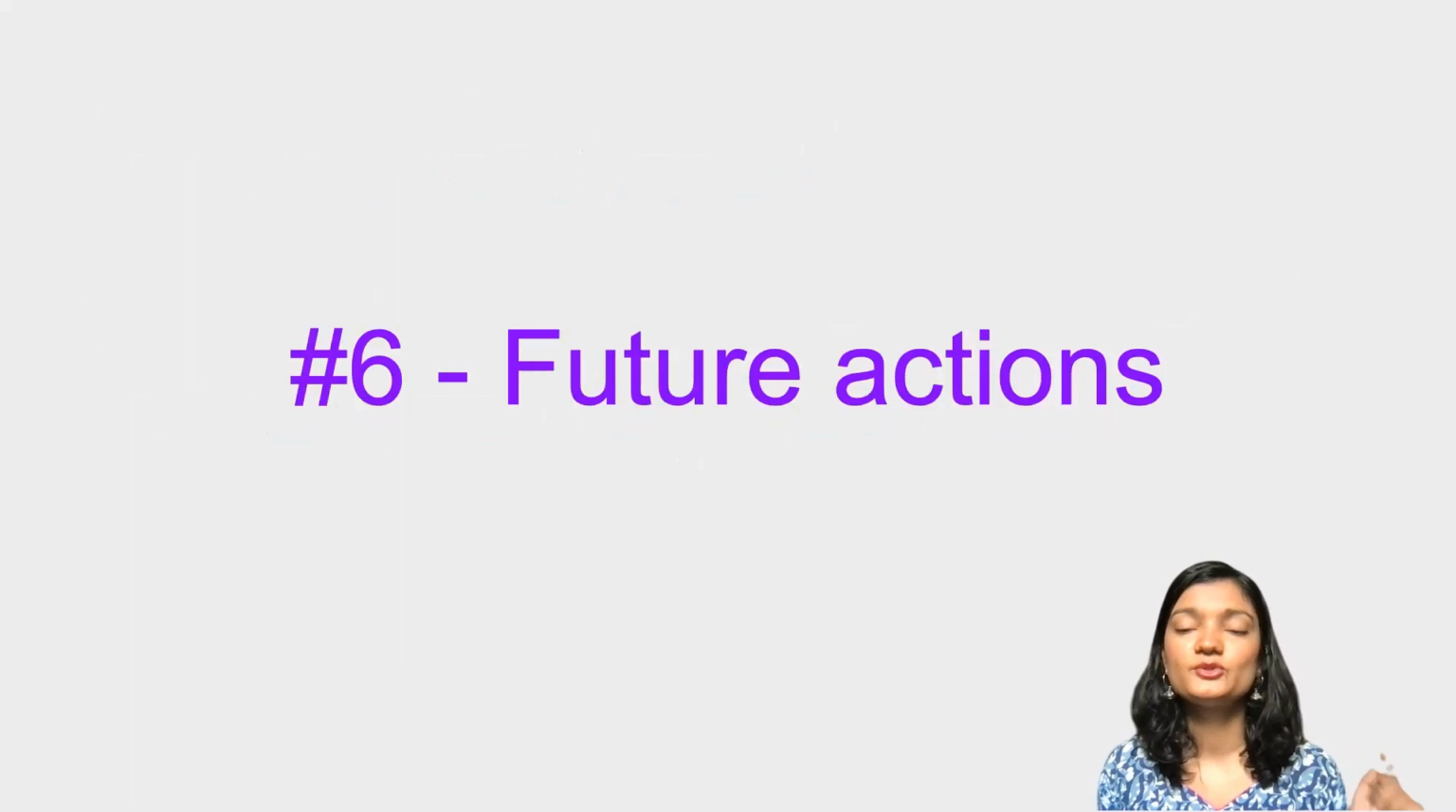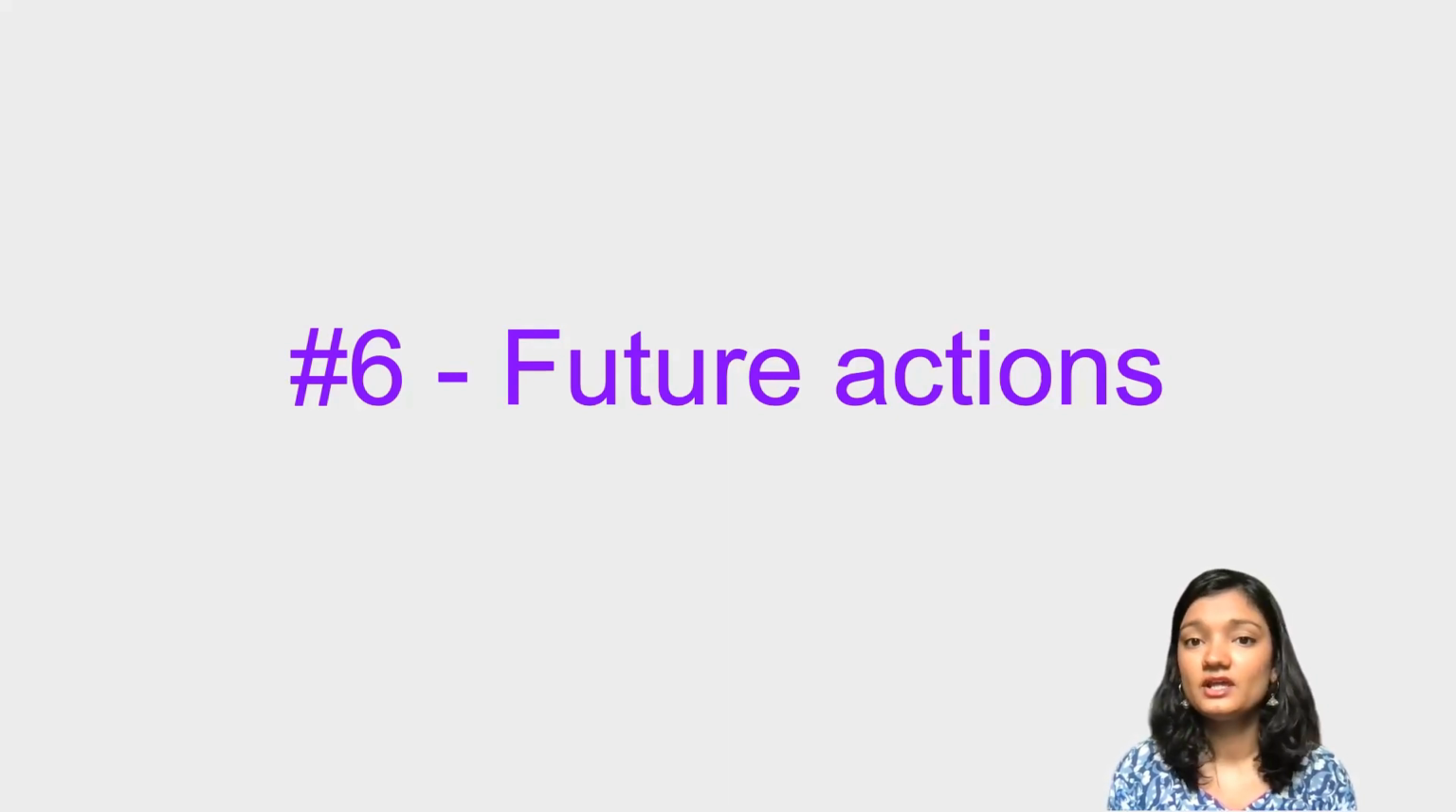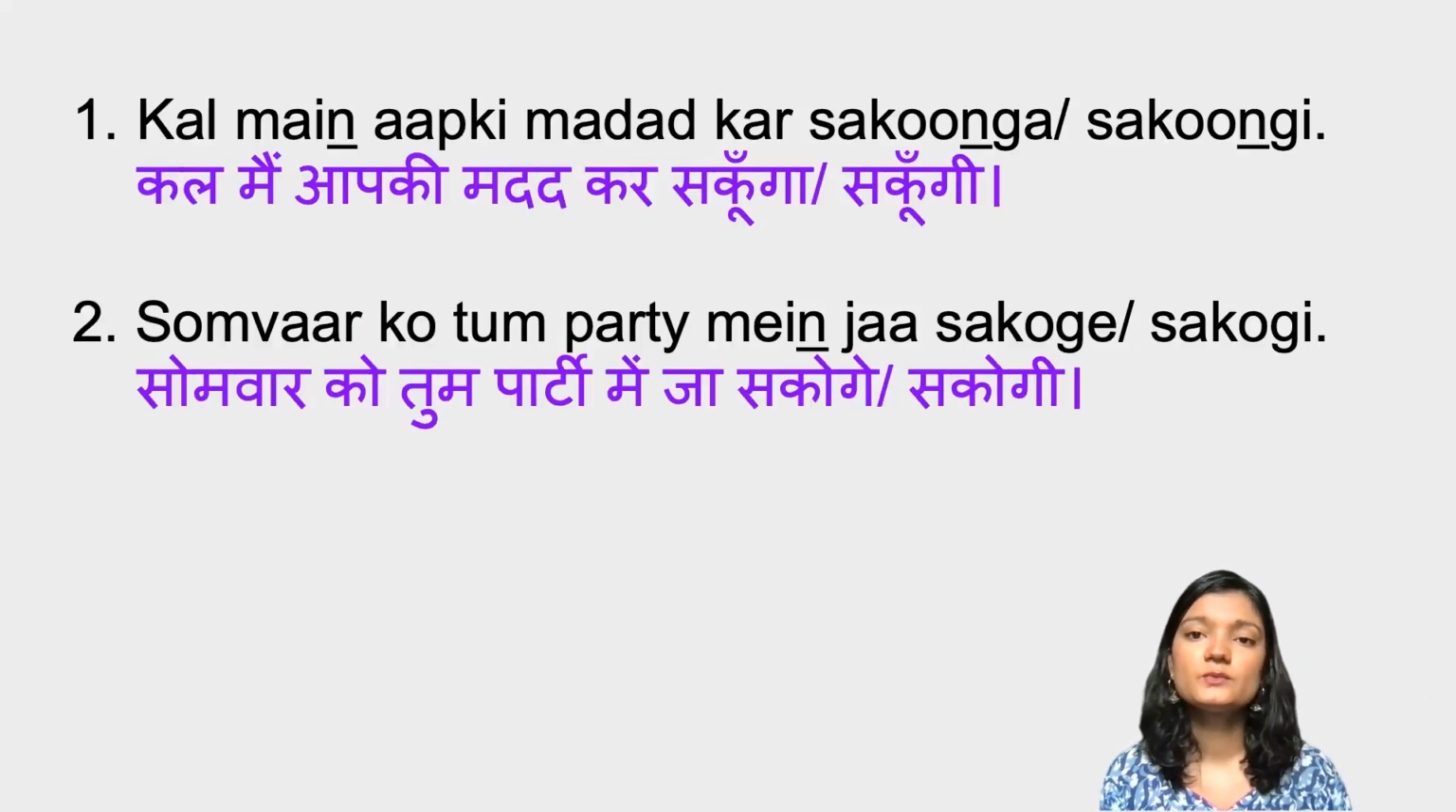And lastly, we come to case number 6, where you express future actions. Can you use will and can together? No. Remember that I said that you can never use will and can together. So this is where sakna means will be able to in certain sentences where you express actions in the future.